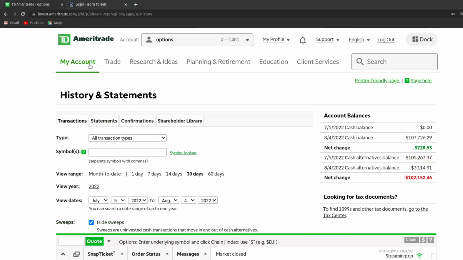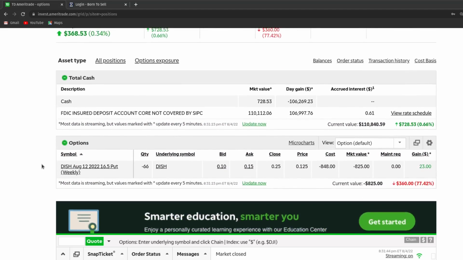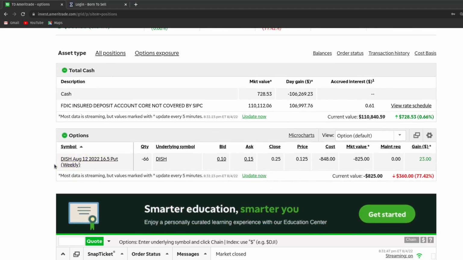Nevertheless, to look at the effect that had on my cash balance, between buying back the puts that expire tomorrow and putting on a new trade on puts that expire next week, the net result was my balance got boosted by $728. So that puts my total cash at $110,841. So I now have a new position in Dish, 16 and a half puts expiring Friday of next week, 66 contracts sold.